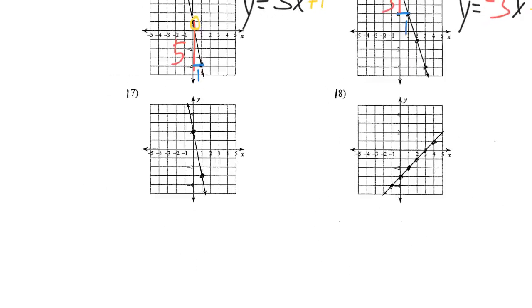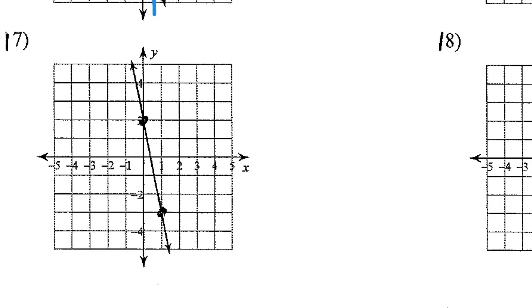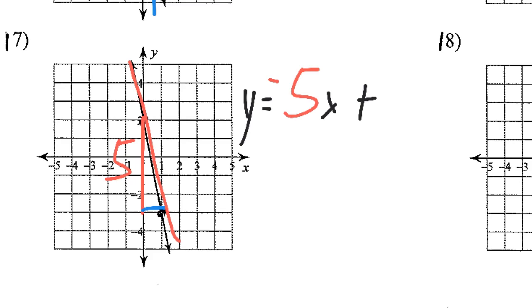2 more. Still have y equals mx. So I've got to find my slope. There's my rise of 1, 2, 3, 4, 5. Here's my run of 1. So it's just 5 over 1, which is just going to be 5, but it's negative because this whole line is going down from left to right. So negative 5x plus my y-intercept. Well, we cross here on the y-axis, so plus 2.